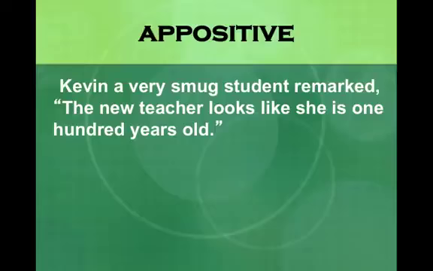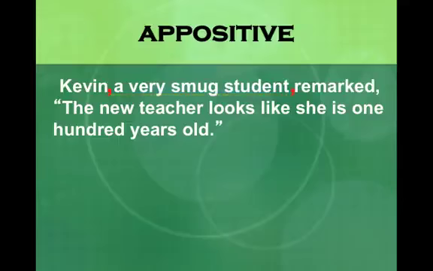Let's see how you do. Take a look at this sentence and decide where the appositive is. The answer is a very smug student. Kevin and a very smug student are the same person. Notice that my commas go around the entire noun phrase, a very smug student.